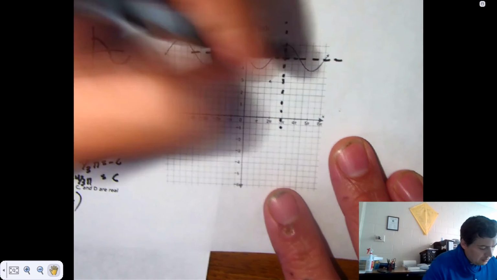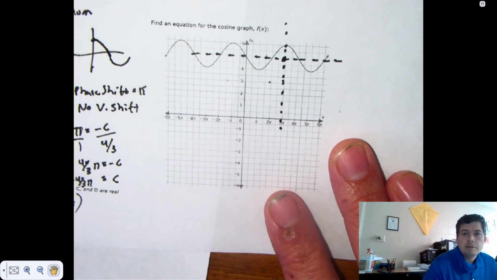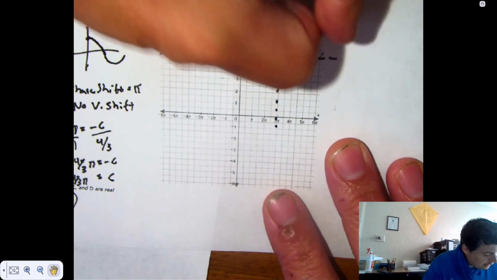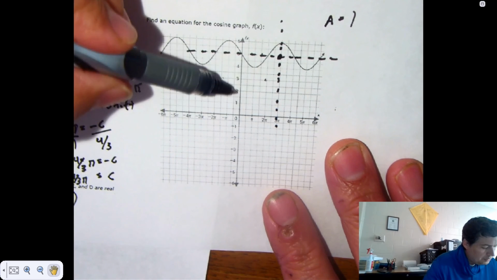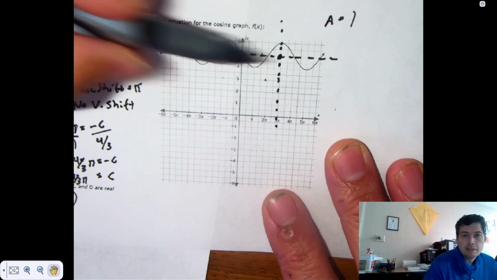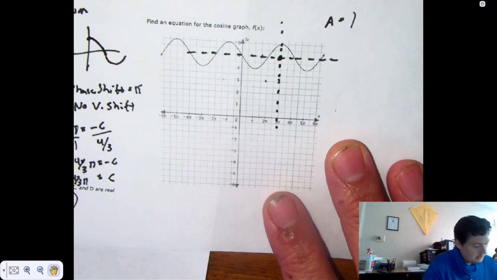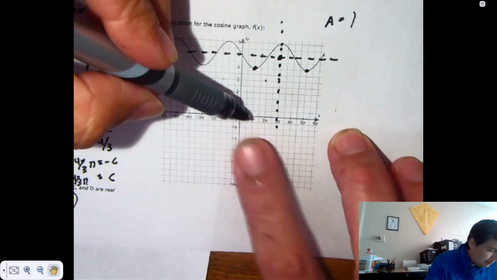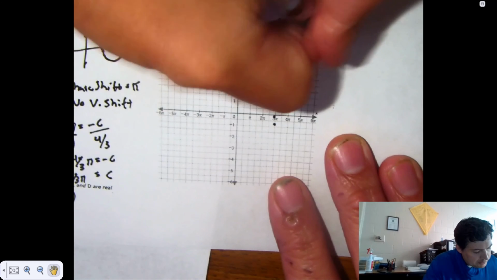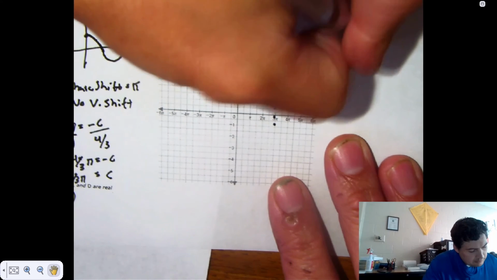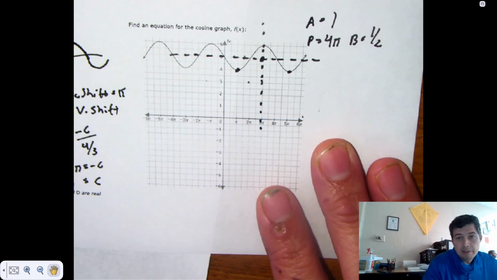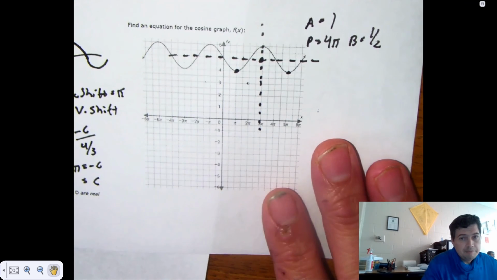So here's kind of my origin of the child right there. I can glance at that, and the amplitude is 1. See, it goes 1, 2, 3, 4. Every 2 blocks is 1, so the amplitude is 1. Period goes from pi to 5 pi. Period is actually 4 pi, which means that B is a half. So I have A, I have B. I need to get C.